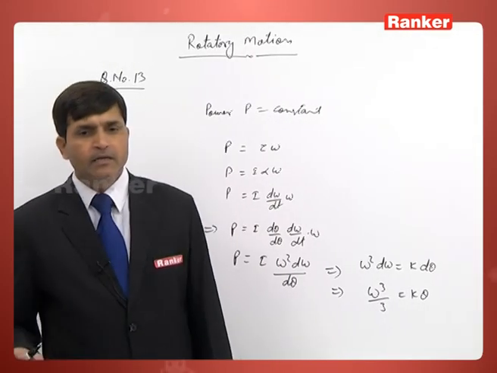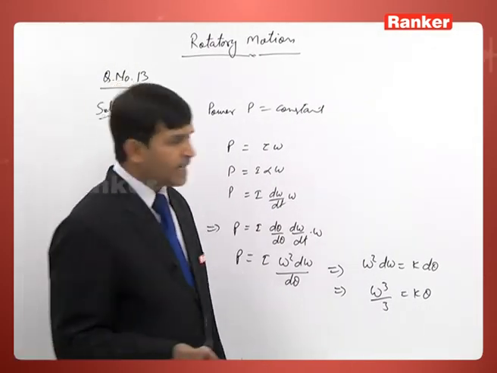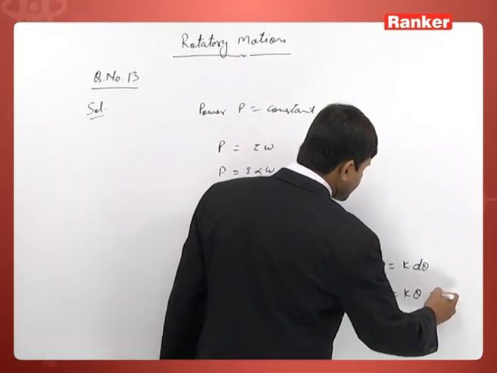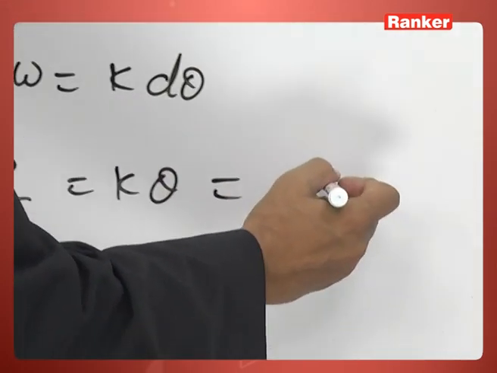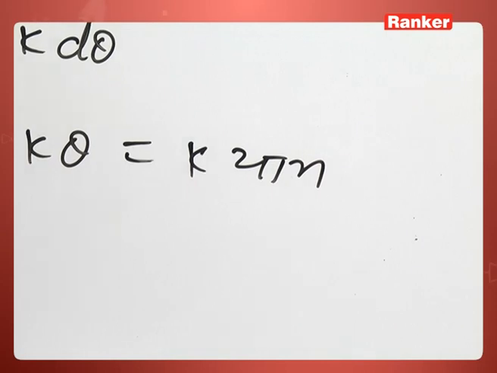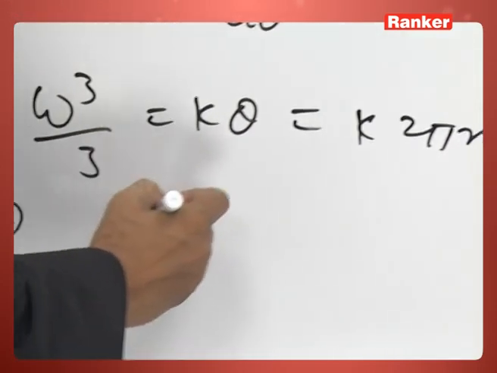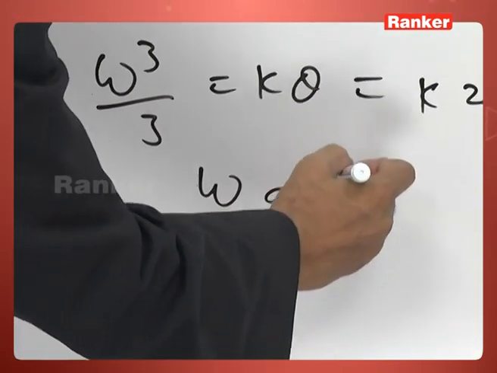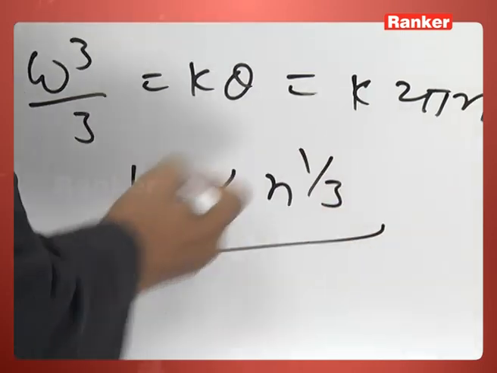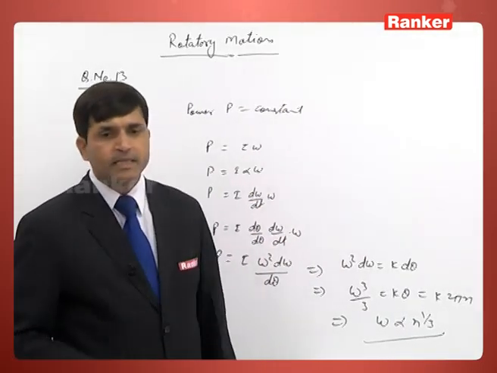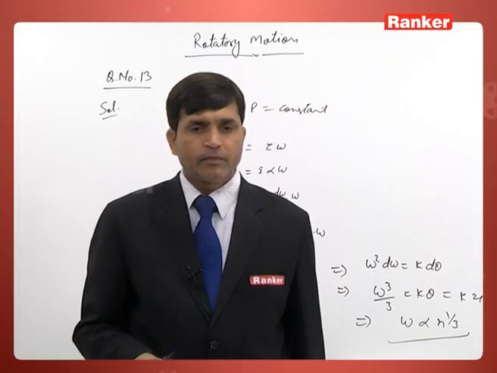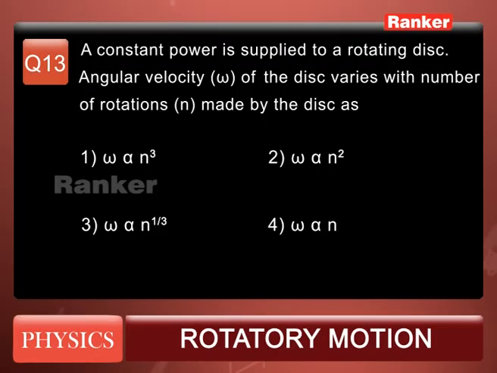Theta is the angle rotated, and that theta can be said as 2 pi n. So then finally we can say omega is proportional to n to the power 1 by 3. So our correct option is option number 3. Omega is proportional to n to the power 1 by 3.